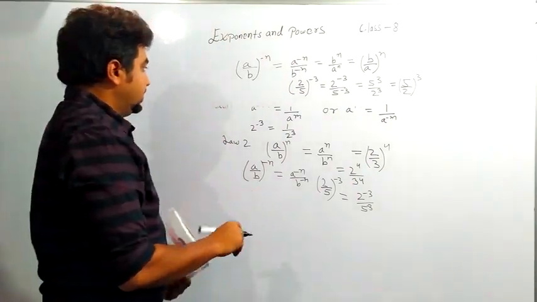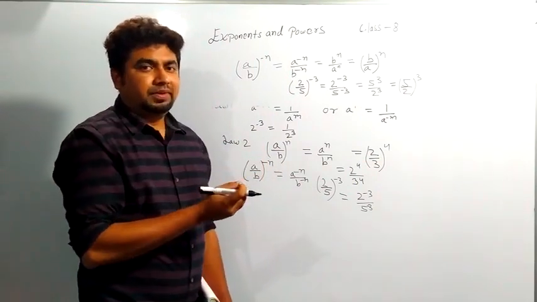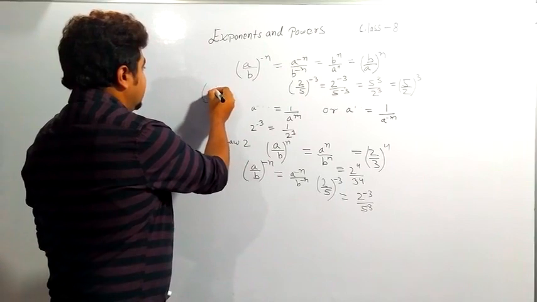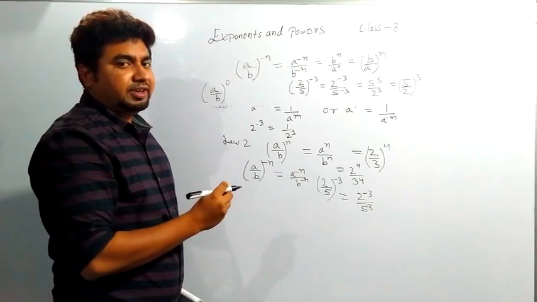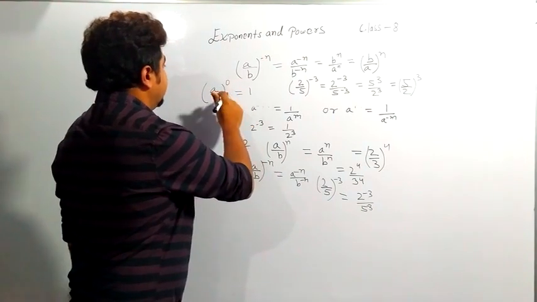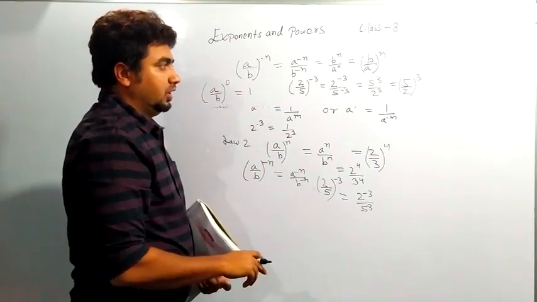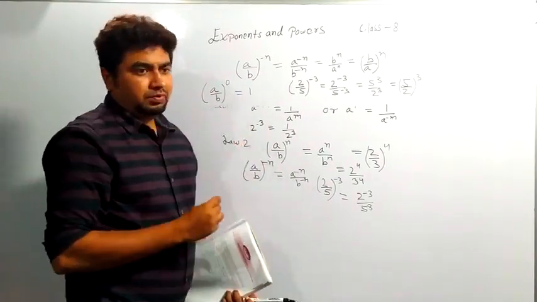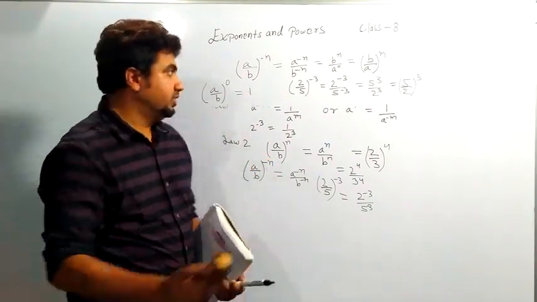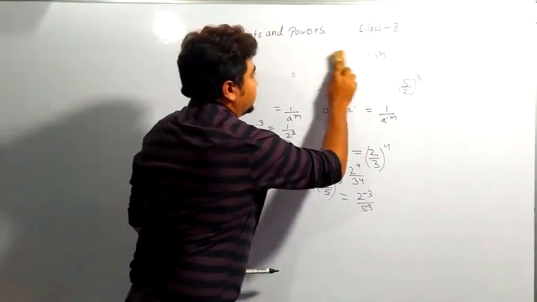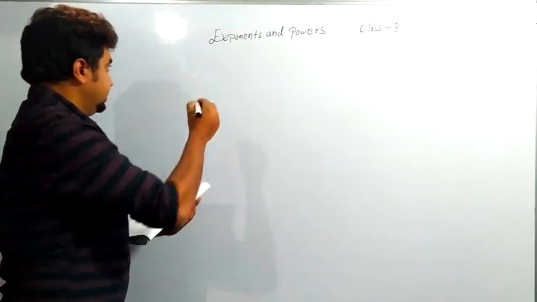One more thing we are deriving from this only. If we have a by b to power 0, it will be directly equal to 1, meaning a to power 0 by b to power 0 equals 1. So these are related to law 1 and 2. We will be moving forward to law 3. Okay, law 3.